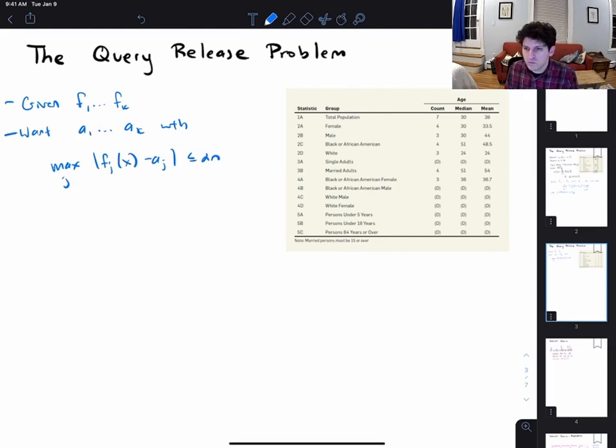So what's the baseline algorithm? Well, it's to use the Laplace mechanism, right? These are real valued statistics. I mean, they're integer valued, but so they're real valued. So we can try to use the Laplace mechanism.